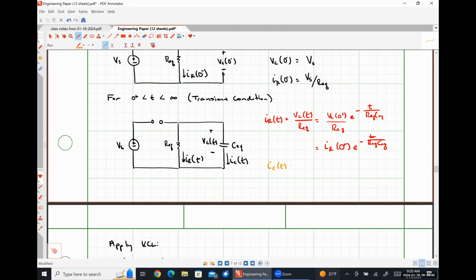During the transient condition, IC is just negative IR, which will wind up being IC at 0 plus e to the negative t over REQ CEQ. So once again, if our capacitor voltage is decaying exponentially, then we're going to find that literally every other voltage and current in our system is also decaying exponentially. Okay. All right, so let's work an example that has a capacitor in it.